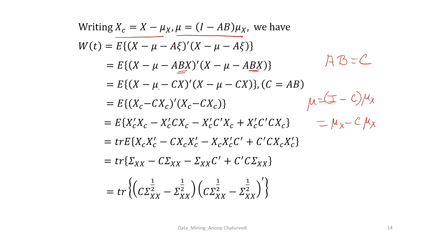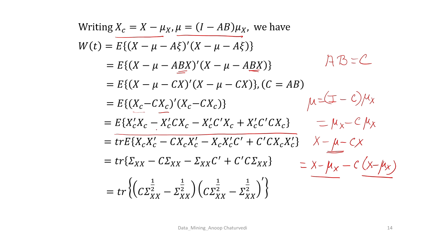So, when you write mu equal to mu x minus C mu x, you get x minus mu minus Cx equal to x minus mu x minus C(x minus mu x). You just substitute the value of mu here, mu equal to mu x minus C mu x. And then we write x minus mu x equal to x c, and here also we write x minus mu x equal to x c. So, you get expectation of (x c minus C x c) transpose (x c minus C x c), and then we simplify it.